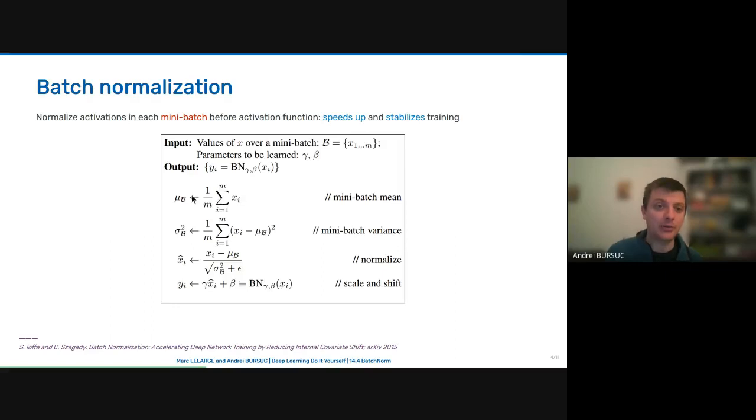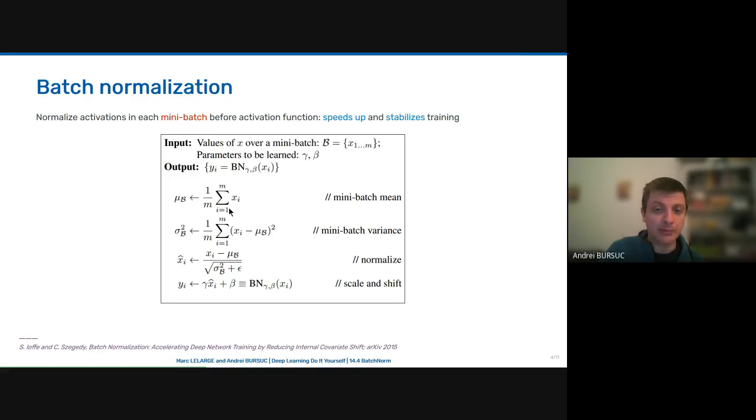So here, this is a screenshot from the original paper. At input, we have the values x of a mini batch. So x here are feature maps, and the batch normalization layer has 2 parameters to learn, gamma and beta. At the output, we'll have the batch normalized activation, y, which is the output of the batch normalization function BN, depending on gamma and beta, and processing input xi.